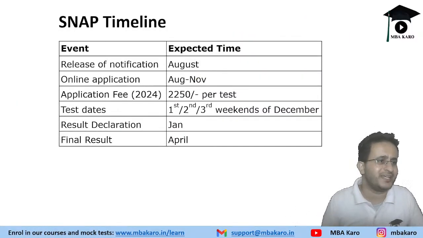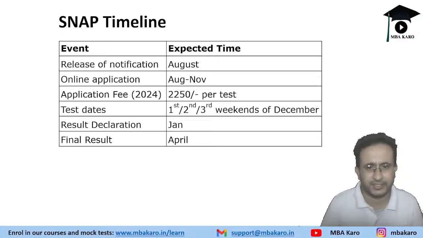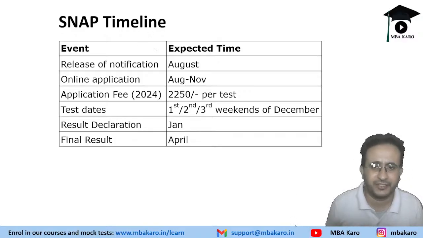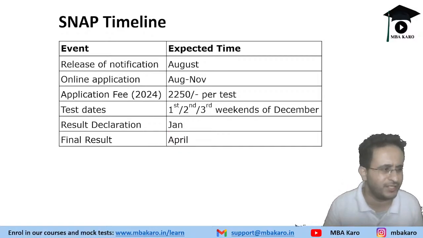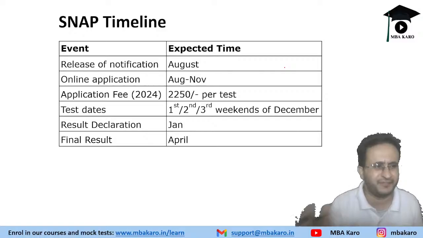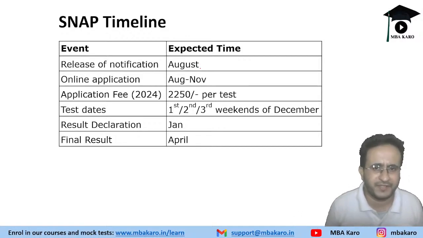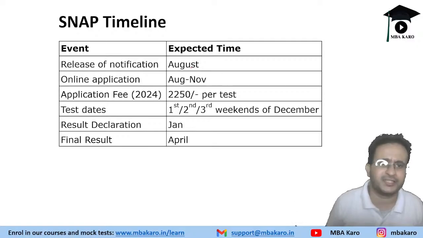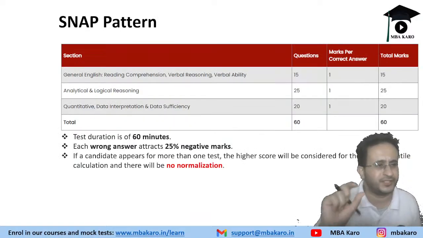Then let's talk about the second examination that we will be targeting through this course, which is SNAP. The examination is held in the first, second, or third week of December. There are three tests: SNAP 1, SNAP 2, SNAP 3. Usually the dates were like 7, 15, 20, so every week you will have one of the tests. The notification will be out around August. Applications will go until November. This was the fee per test, and for 3 examinations. In SNAP, they accept the best of the 3 scores.